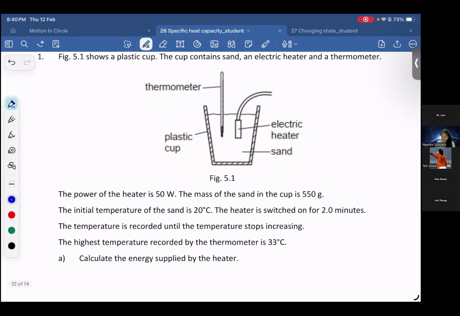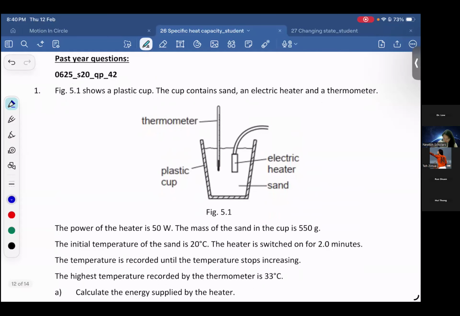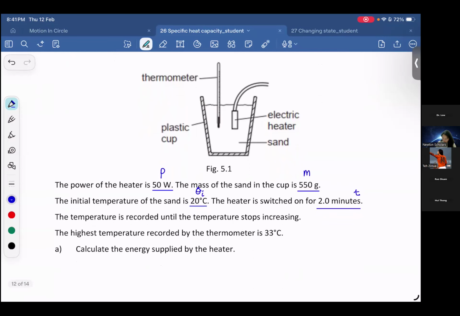Okay, so here power is 50 watt. Okay, dear. When you look at the unit, you know this is power. So write P. The mass, this is M. Write it M. Then initial temperature, delta I. Then it switch on for 2 minutes. So this is time T. Record until the temperature stop rising. Highest temperature, this is final temperature.